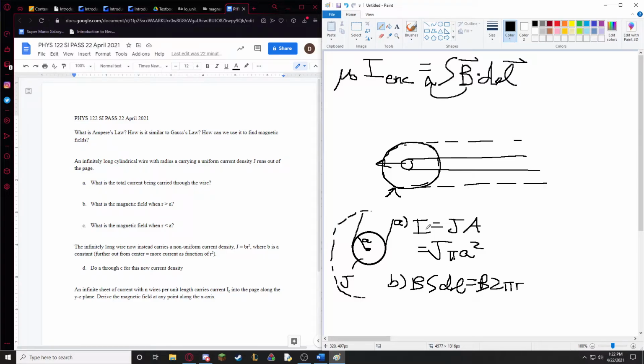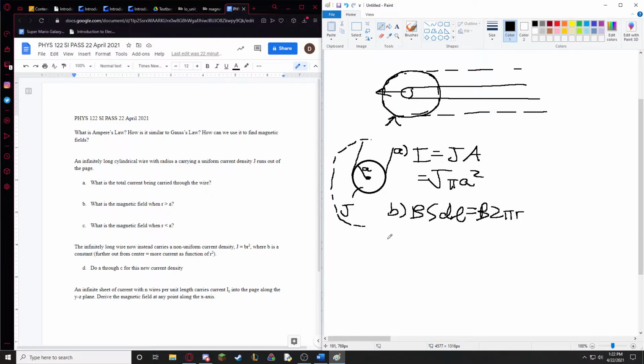So now we just solve for our magnetic field. B is equal to mu naught I enclosed, which would be J pi a squared, but we don't need to write that again, over 2 pi r. Does this look familiar? It's on the formula sheet.